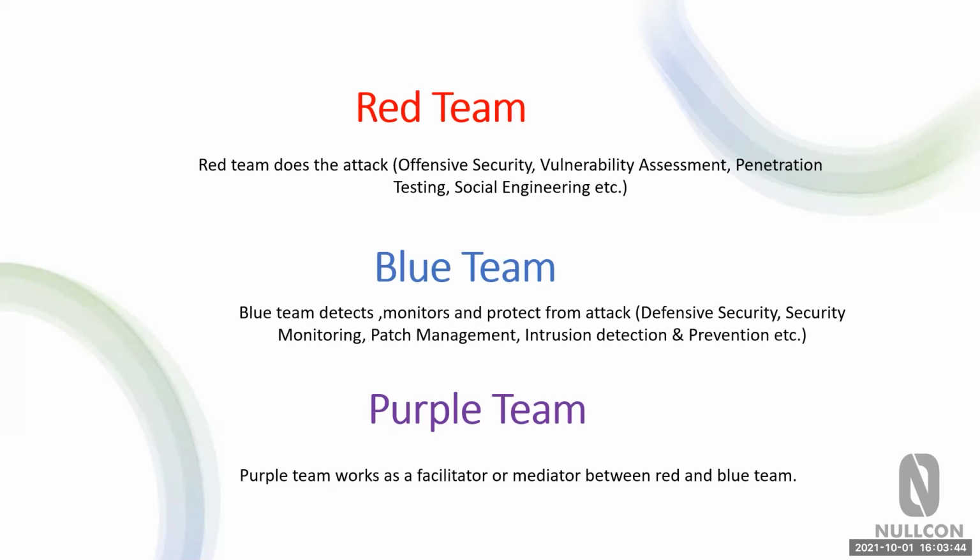Quick intro of what is red, blue, and purple team. The red team is mainly the team that is part of the offensive side. They do the attack. The blue team detects those attacks, monitors, and ensures that those attacks are not being performed in their infrastructure. Purple team is more of a facilitator. They are more like a mediator between the red and blue teams. So normally a red team performs activities like PT and social engineering. The blue team mainly does patch management, monitoring, intrusion detection, and prevention.